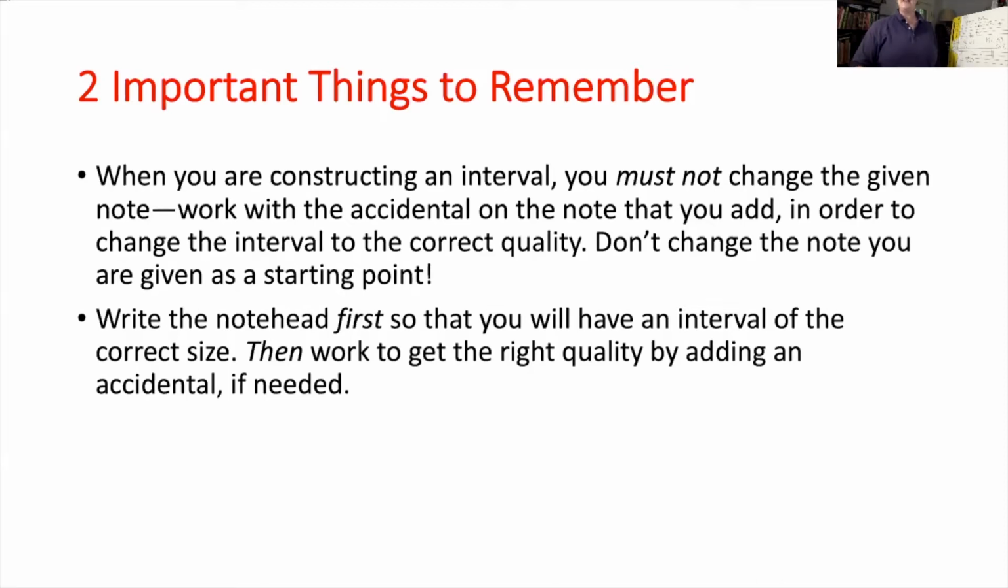If the note doesn't have an accidental on it, imagine that there's already a natural written in, and be sure that you keep it a natural note. And of course, don't scribble out a flat or a sharp or another accidental. And when you're constructing an interval, my recommendation to you is that you start by writing the note head first so that you get an interval of the right size. You want to get the size first, and then think about whether you need an accidental in order to have an interval of the correct quality. So first do the size, then do the quality.